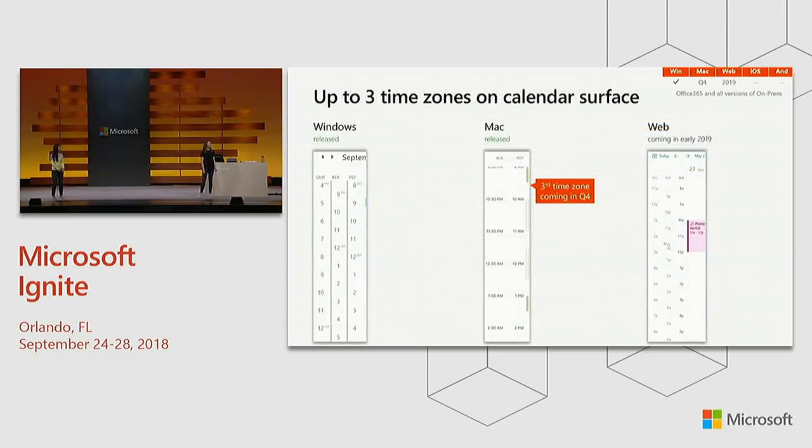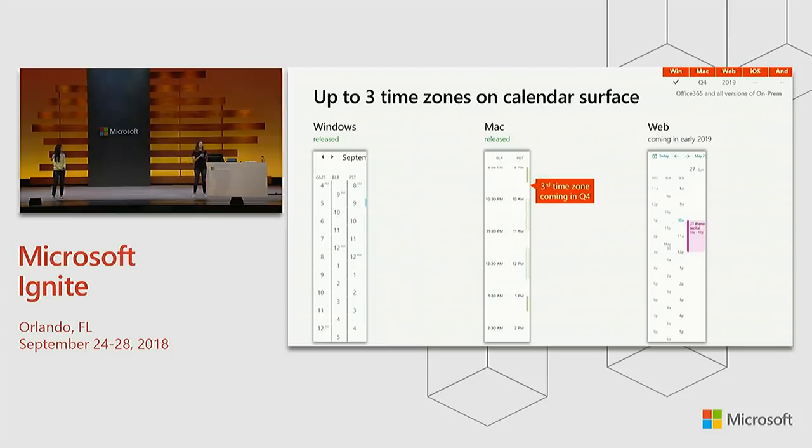Another thing that we heard is that people want more time zones to show on their calendar surface. Now, in User Voice, there are some people out there that say, I want up to 10 time zones. I don't even want to see my calendar. I just want a strip of time zones across my calendar surface. That's what we heard from people. But we said, okay, let's just get y'all 3 right now. Windows has 3 time zones already. Mac released a second, and they're just about to allow you to add a third. And Web soon will allow you to add a third.